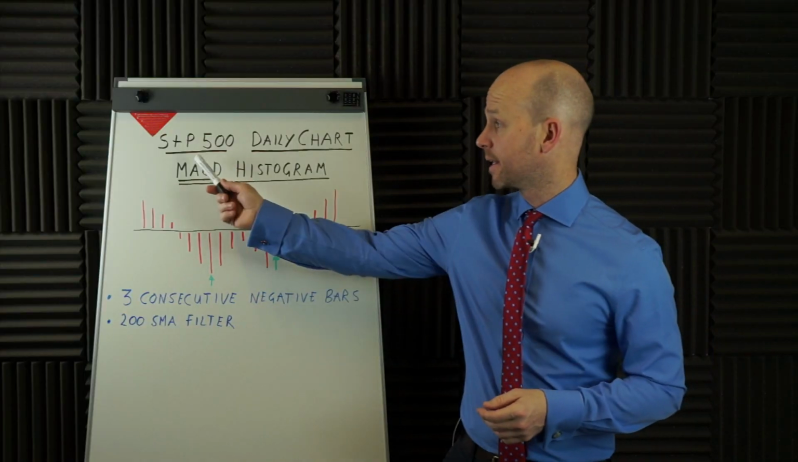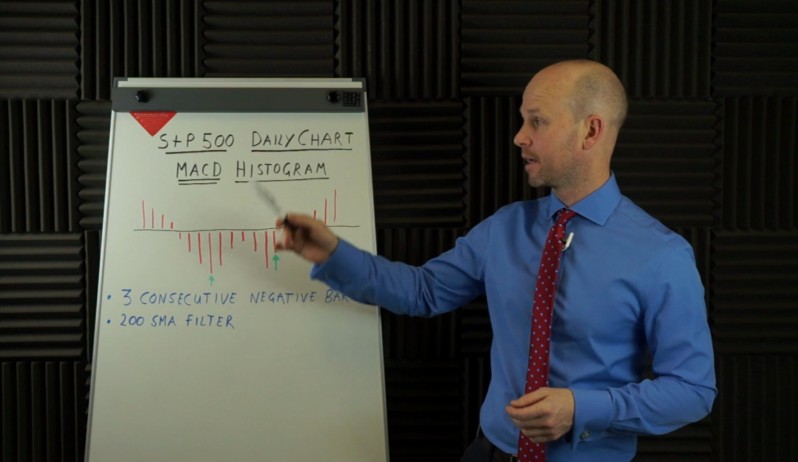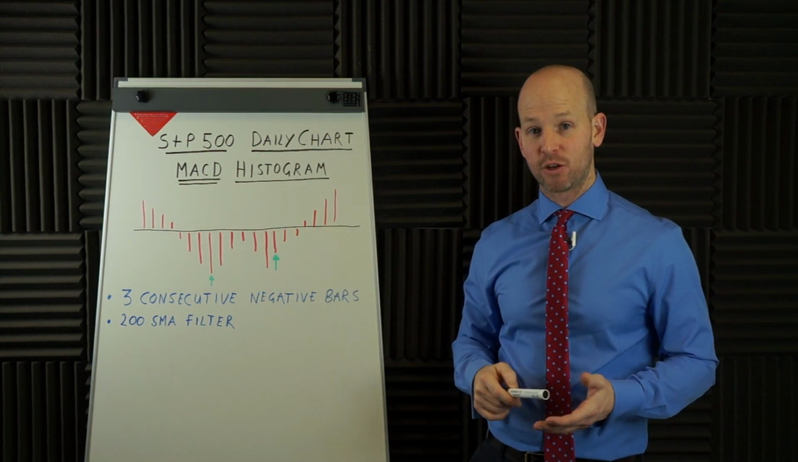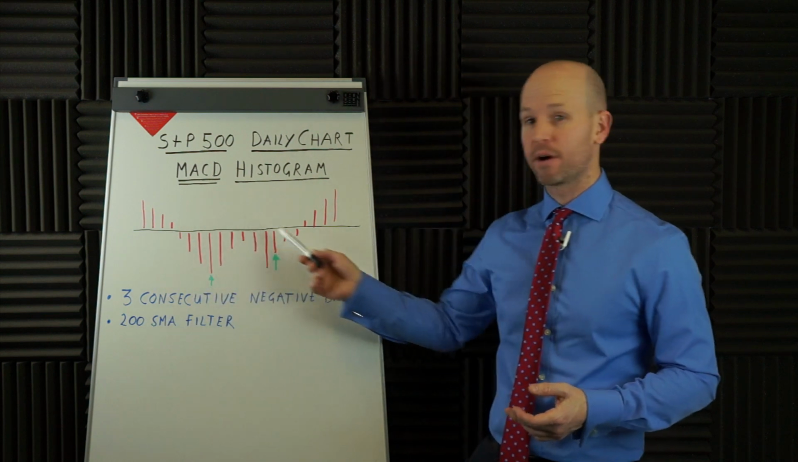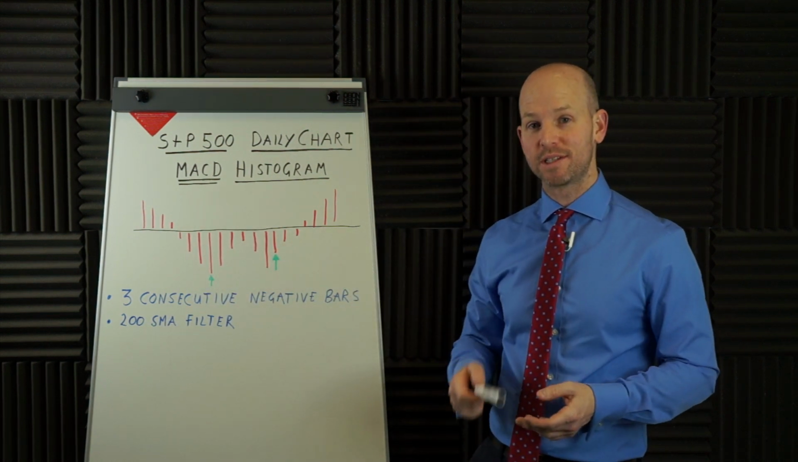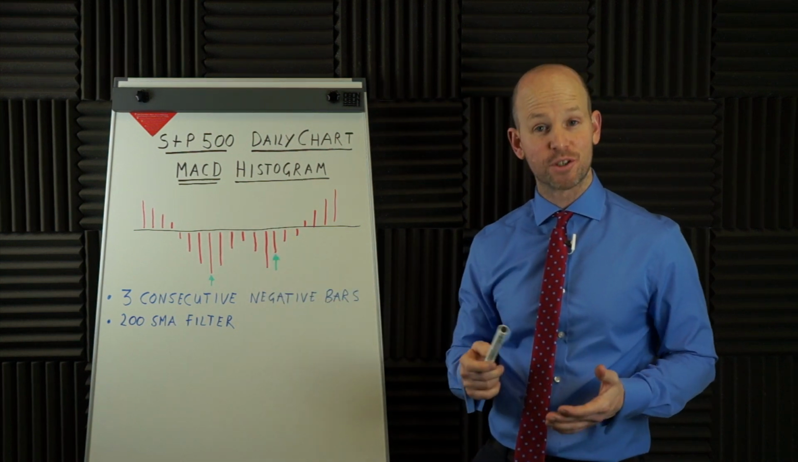So, daily chart of the S&P 500. Once you've got your chart, insert your MACD indicator. That normally consists of this histogram part of the indicator and then 2 moving averages. As I've already mentioned, we're only taking notice of the histogram for this strategy. Now, entries are very simple.